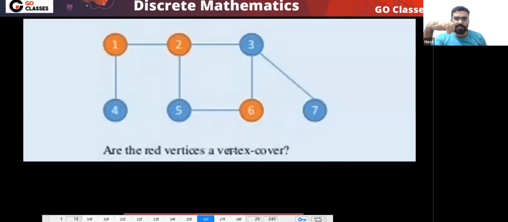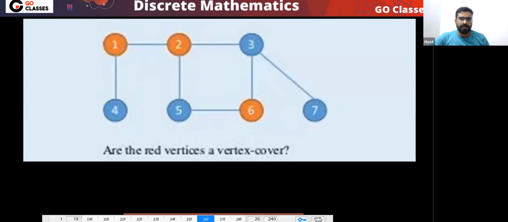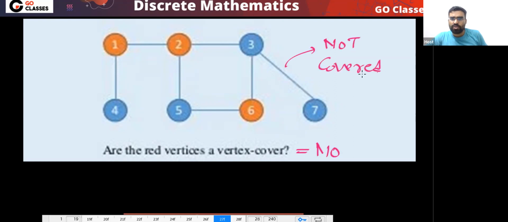Next, tell me, are the red vertices a vertex cover? The answer is no, because this edge is not covered. So I can say this is not a vertex cover. What is the minimum vertex cover here?